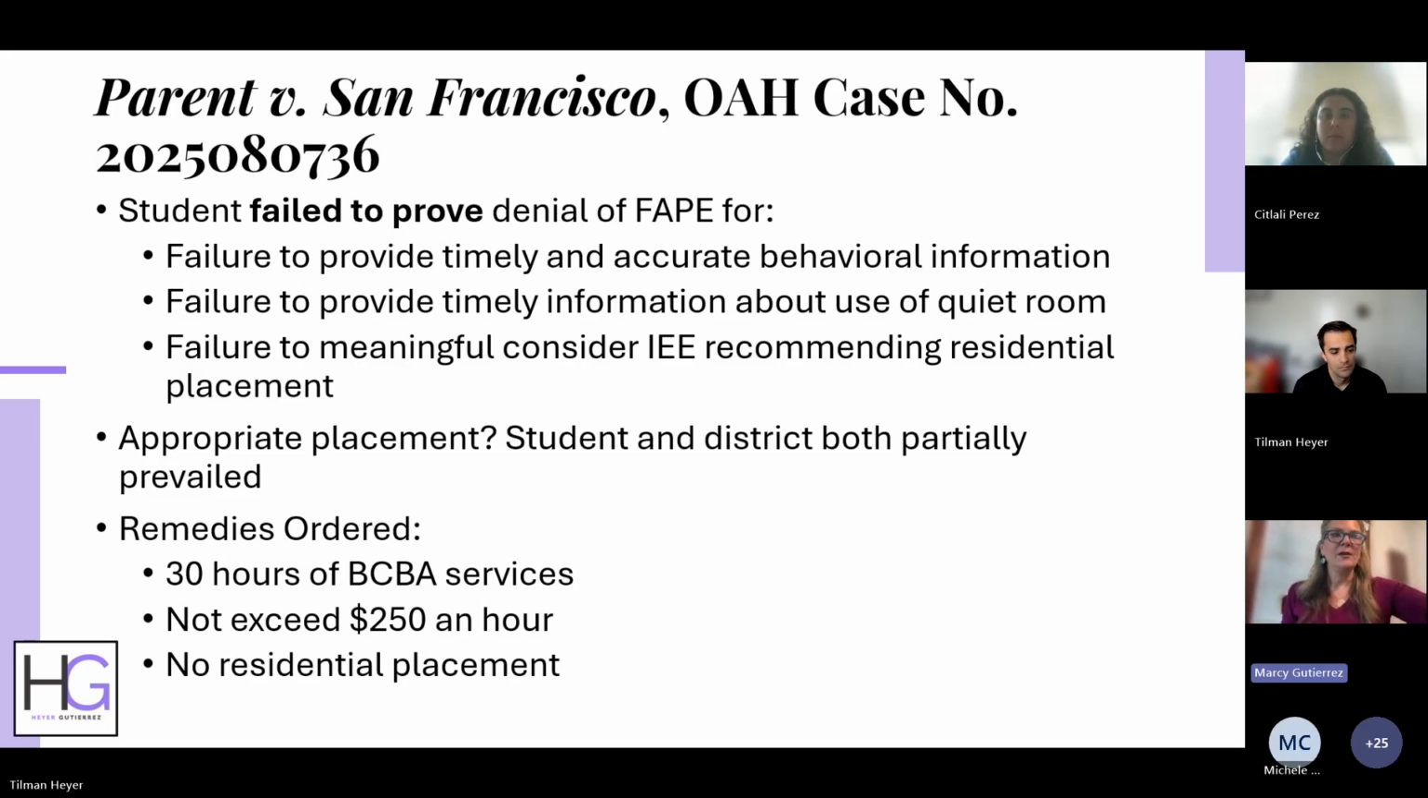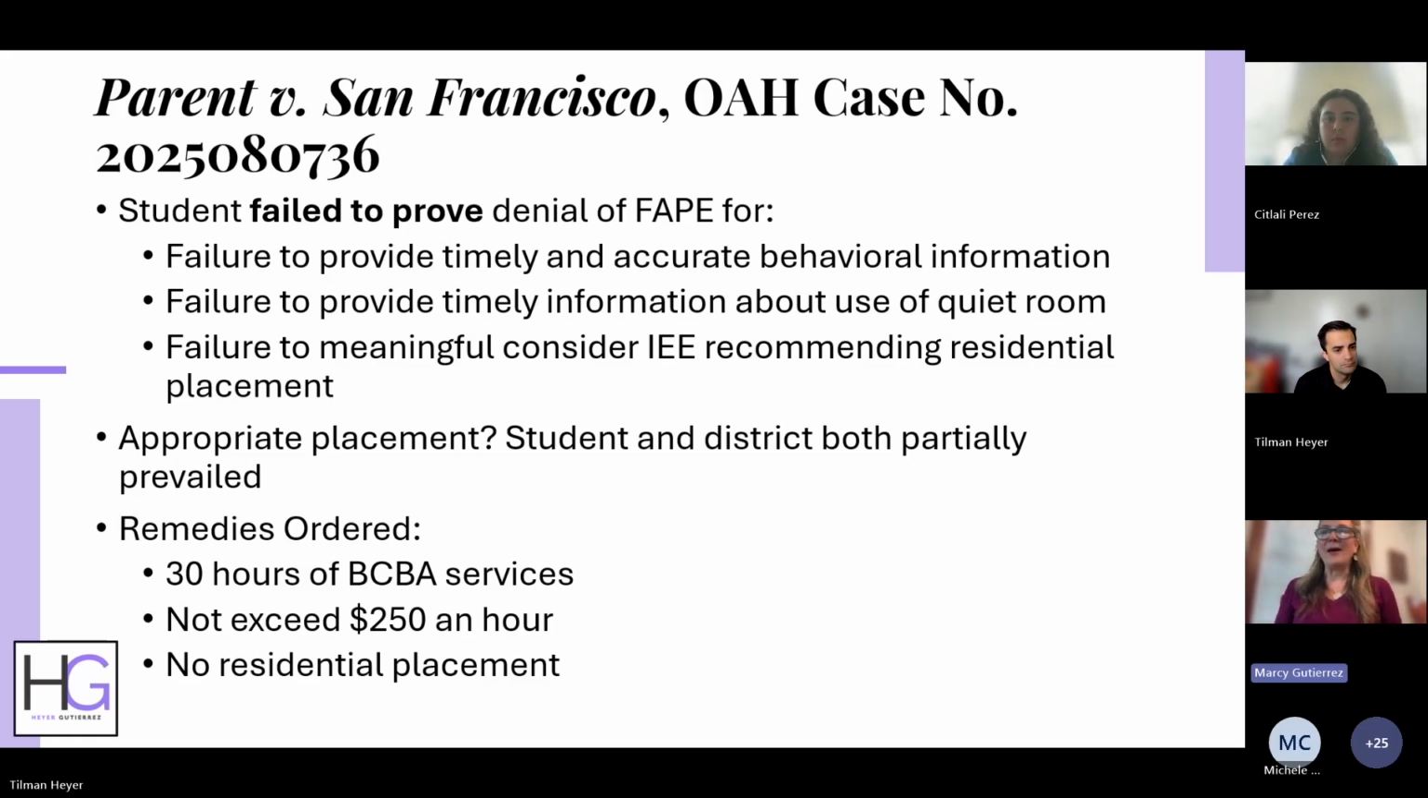Now, in terms of the residential placement issue in this case, which was to me the central issue, we saw testimony from school staff where they recommended that the student's placement be changed from a mild moderate classroom to a classroom called the extensive support needs classroom.